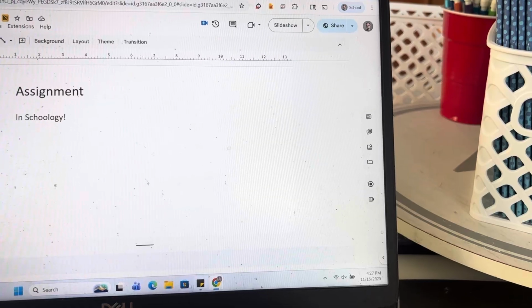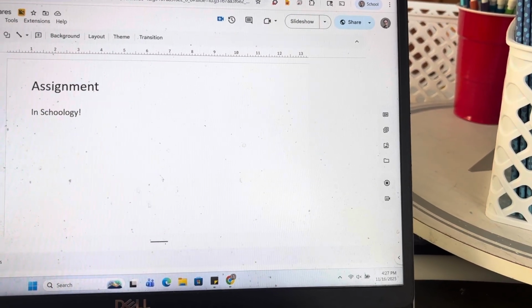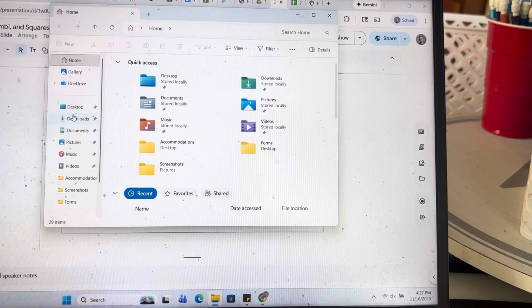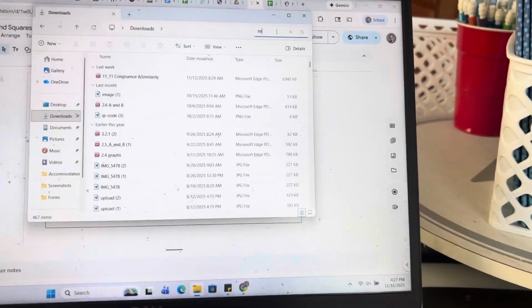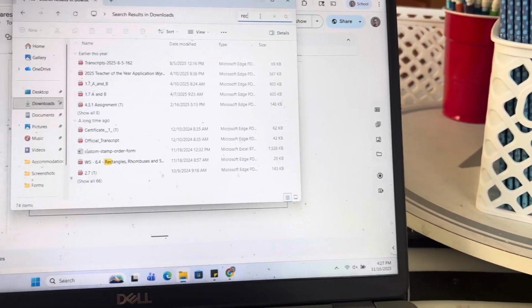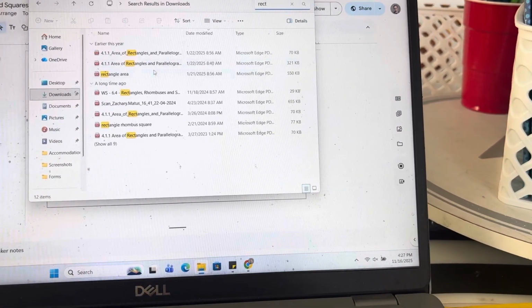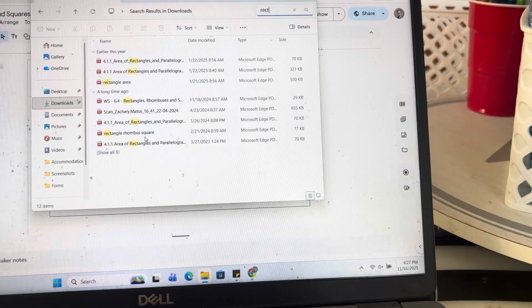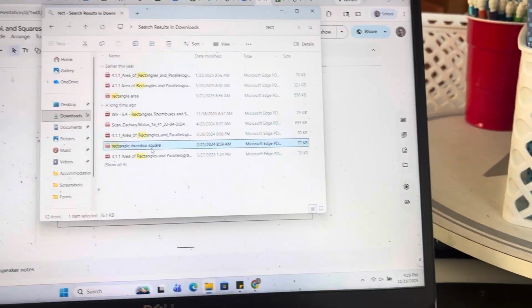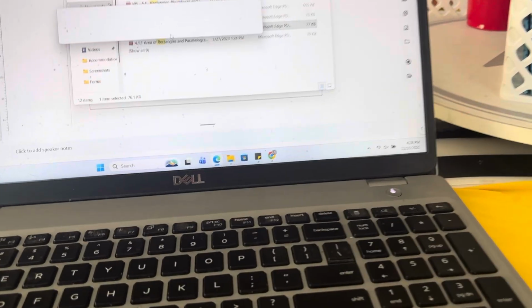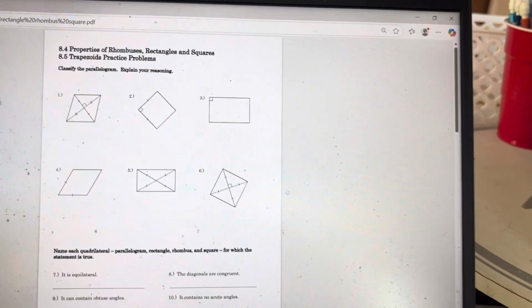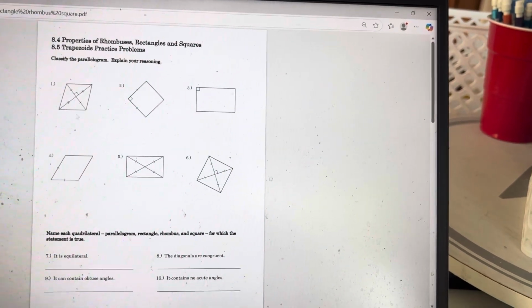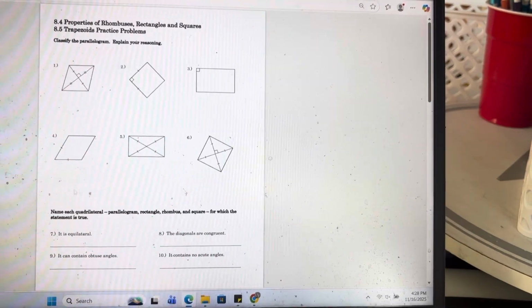Your assignment is going to be on Schoology today. Let me just pull it up real quick so you can see what this is going to look like. I'll search here for rectangle. Here we go: rectangle, rhombus, square. As we look at it, classify the parallelogram. So tell me, is this a rectangle? Is it a rhombus? Is it a square? What's going on with any one of these? And how can you tell?